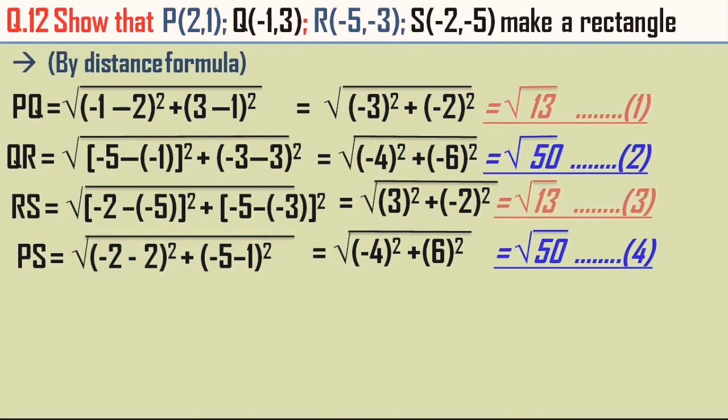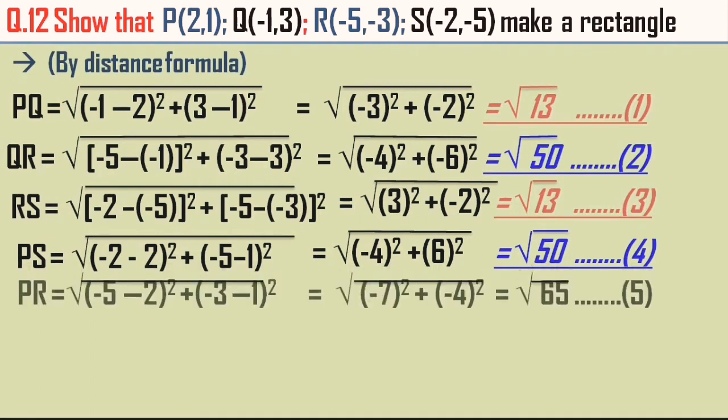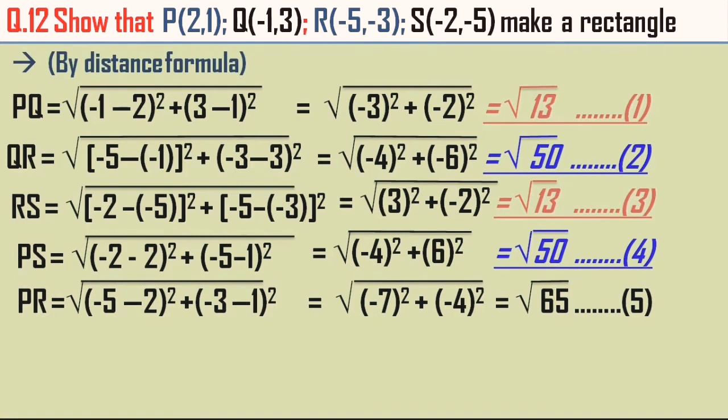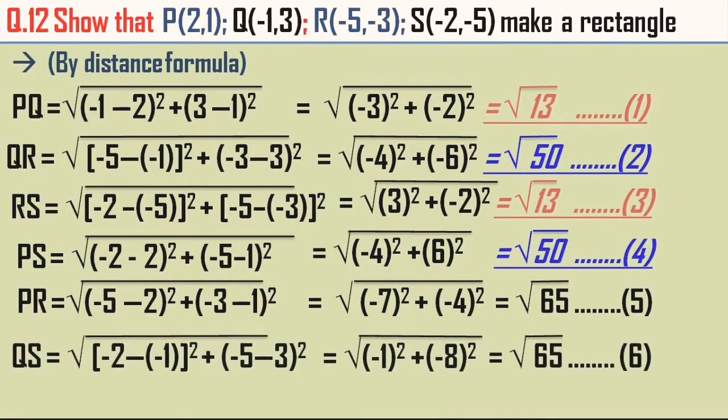Now time to find the diagonals the way we decided. Here diagonal PR equals root 65, after using distance formula. Similarly, find the diagonal QS, and to your surprise you will find the same value for QS after using distance formula. So by 5 and 6 we can say diagonals are also equal.